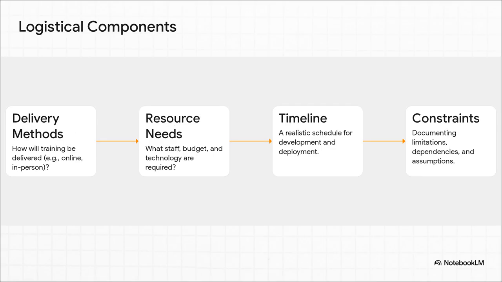All right, once that strategy is locked in, you get down to the brass tacks, the logistical components. This is the how and the when. This is where the plan gets real. You'll figure out your delivery methods, you'll detail what you need in terms of budget, people, and tech, you'll map out a realistic timeline, and you'll write down any constraints or assumptions that could trip you up later.